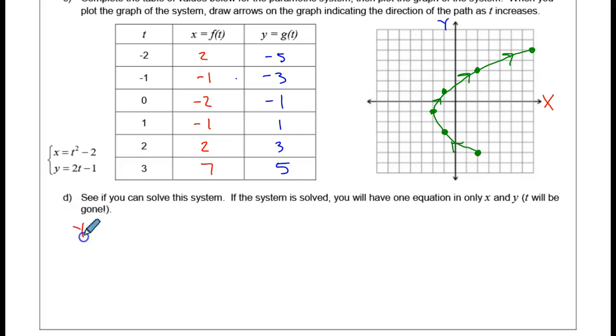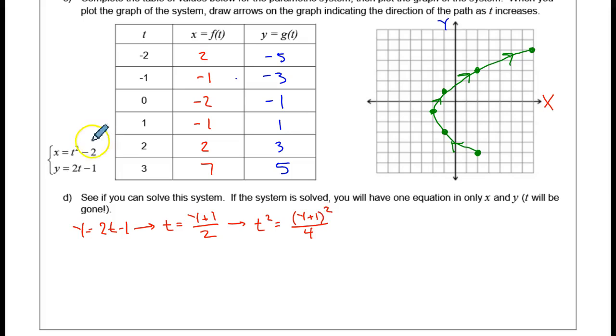If we start with y equals 2t minus 1, I can solve that for t by adding 1 to both sides and then dividing by 2. So that means t equals (y plus 1) all divided by 2. Well, as I mentioned a second ago, I have a t squared in my x equation. So let's go ahead and square this. t squared is going to be (y plus 1) quantity squared over 4. And I'm going to leave it like that. If we want to, we could expand that (y plus 1) quantity squared, but for now I'm going to leave it like that.